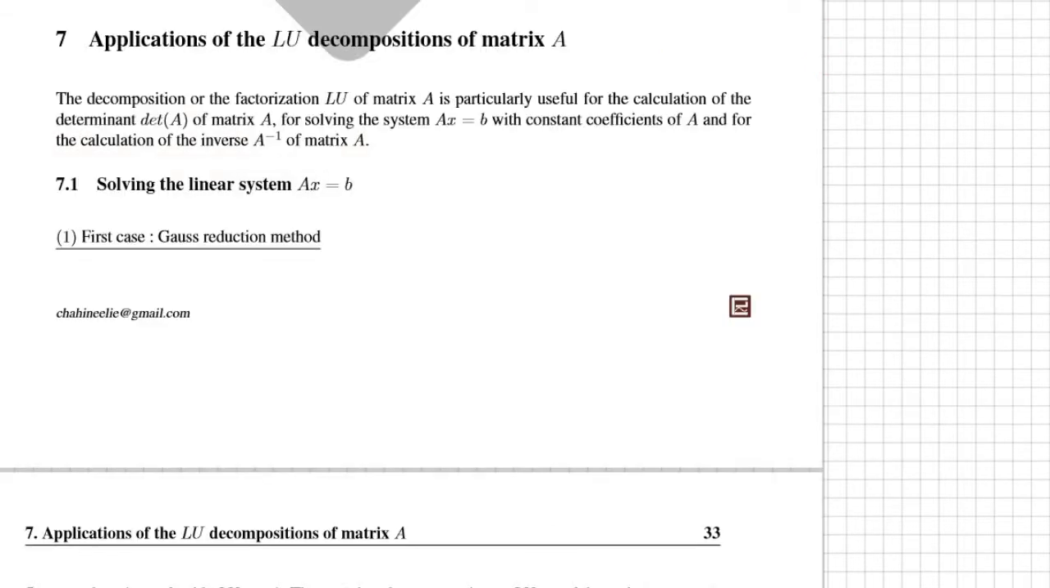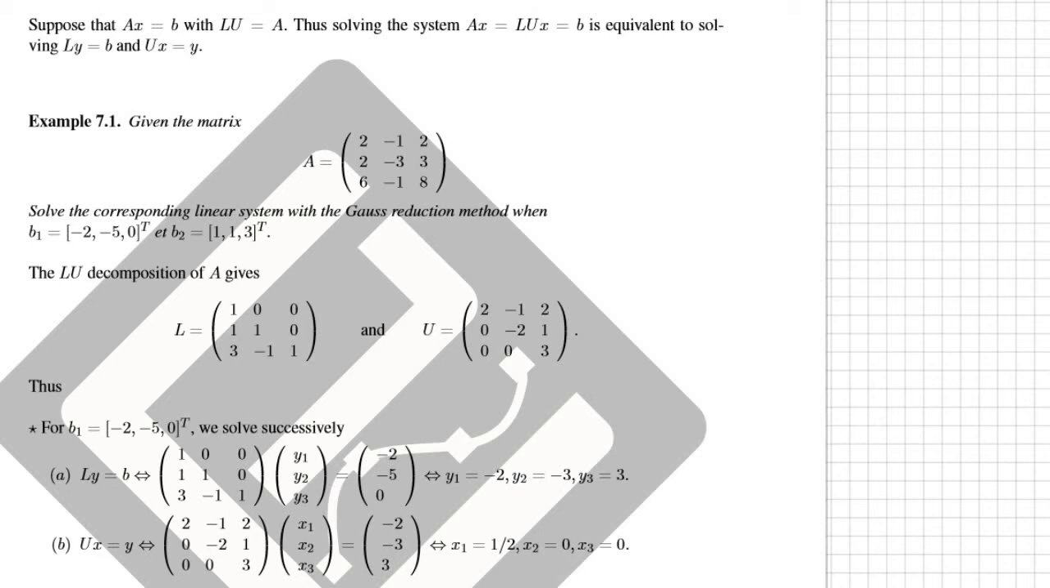So writing A as a product of a lower triangular matrix and an upper triangular matrix, A equal LU, will help us with many applications. First, it will help us solve the system AX equal B. I already explained how to do this by solving two systems, Ly equals B and Ux equals y. So we'll see this in the example.